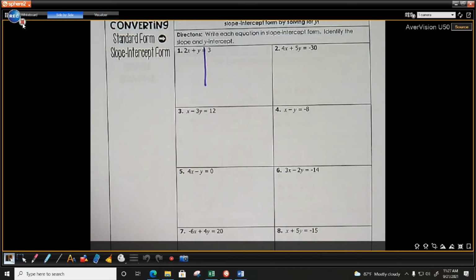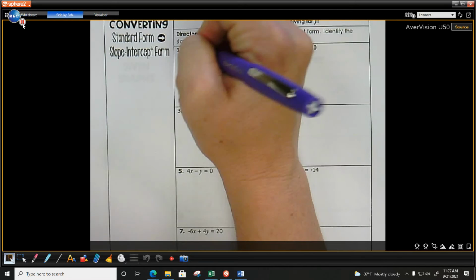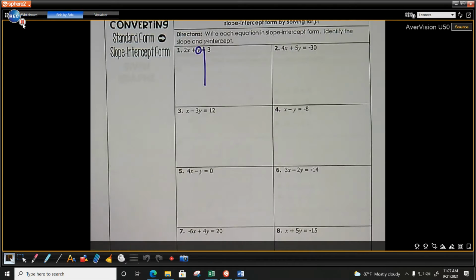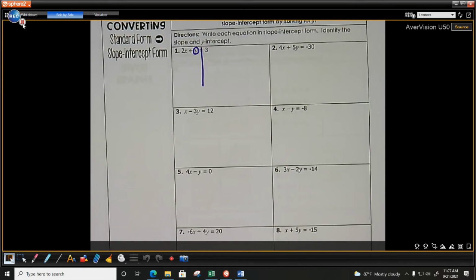And when we're in slope-intercept form, what variable is all by itself? Y. So I'm going to circle Y. If it says put it in slope-intercept form, you're solving for Y. What's on the same side as Y? 2x. How do you move a positive 2x from the left to the right? Minus 2x on both sides.